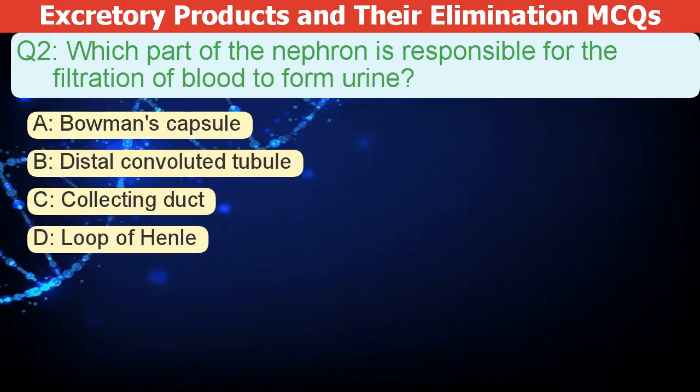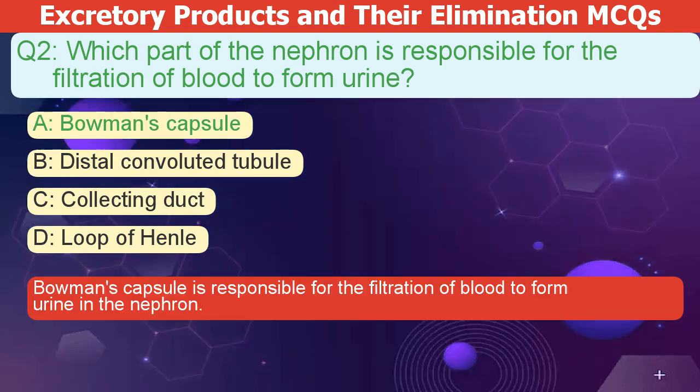Which part of the nephron is responsible for filtering blood to form urine? A. Bowman's capsule. B. Distal convoluted tubule. C. Collecting duct. D. Loop of Henle. The correct answer is A. Bowman's capsule is responsible for filtering blood to form urine in the nephron.